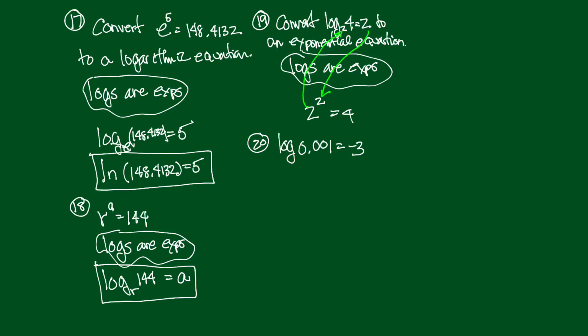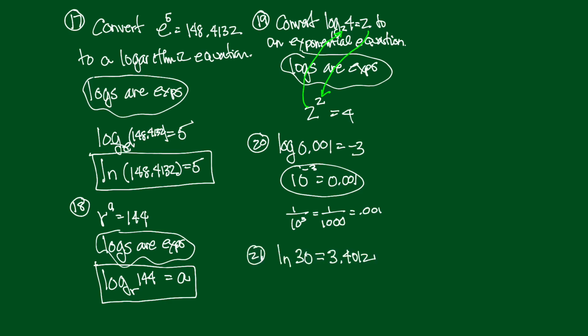What's the base here? This is the log with no base, so the base is assumed to be 10. So 10, that exponent, that must be the 0.001. And sure enough, 10 to the -3, that's what we're looking for. 10 to the -3 is 1 over 10 cubed, which is tenths, hundredths, thousandths. It works.